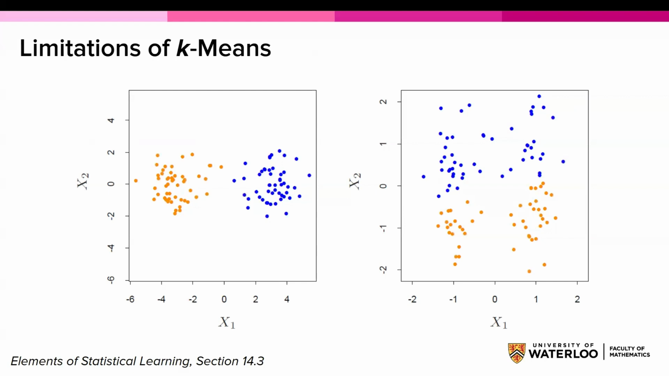So for that reason, we often want to apply things like feature normalization before applying k-means. This is especially true when the features have different units, like height or weight.